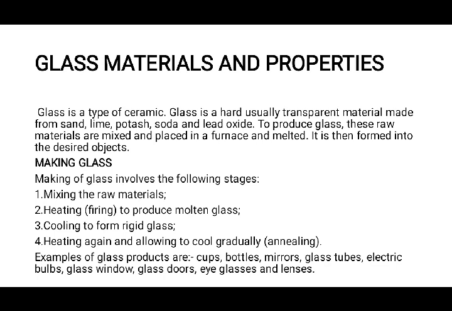So glass is made from sand, lime, potash, sodium, and lead oxide. These materials are mixed together, then heated to a very high temperature. Then it is formed into different objects of your choice. And examples of glass we all know are cups, mirrors, glass tubs, glass windows, glass doors, eyeglasses, etc. Those are examples of glass materials that we know.